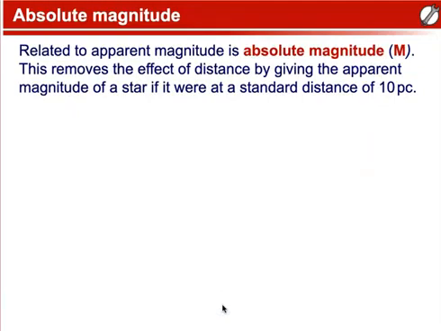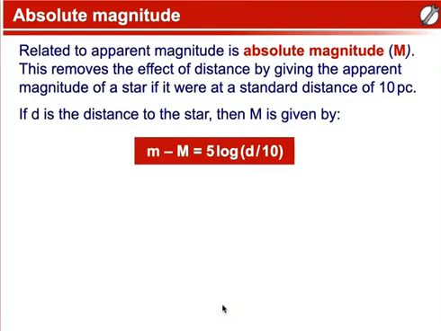Absolute magnitude. Related to apparent magnitude is absolute magnitude. This removes the effect of distance by giving the apparent magnitude of a star if it were at a standard distance of 10 pc. If d is the distance to the star, then M is given by.